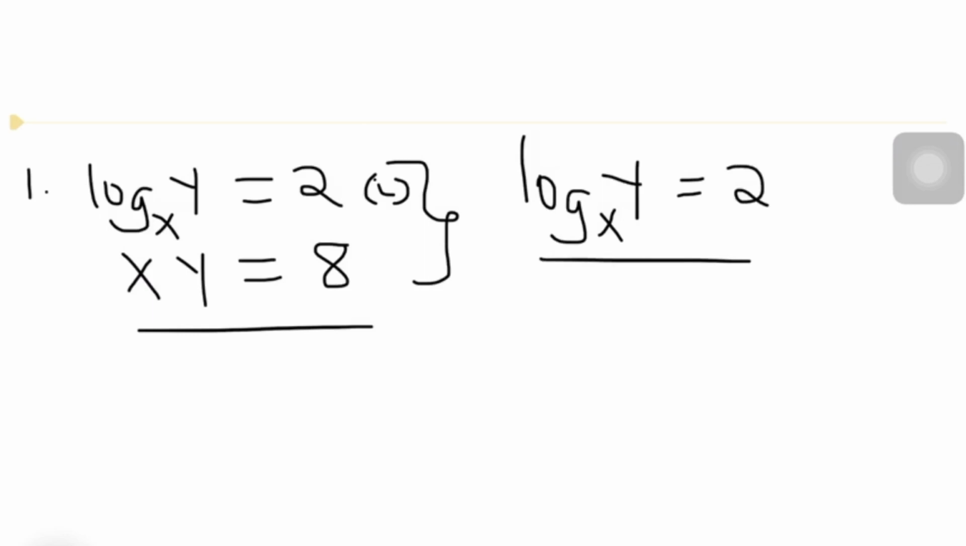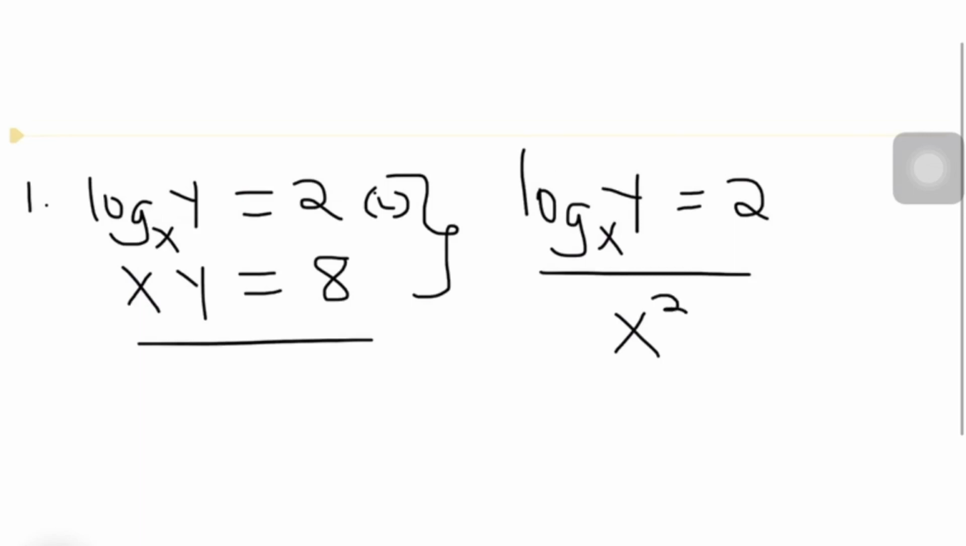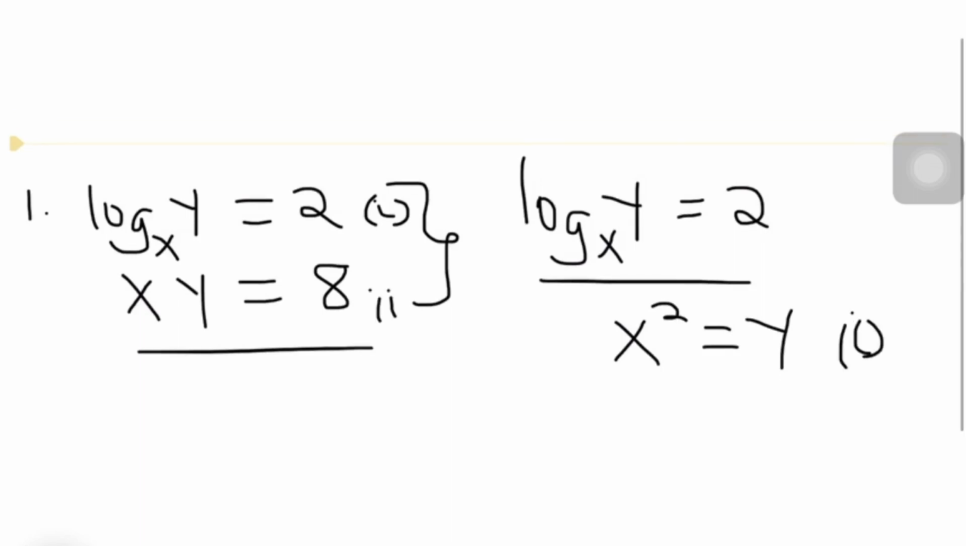this one is in logarithmic notation, and we can transform it into index notation, whereby it's supposed to be x squared is equal to y. So we have our first equation there, and here we have our second equation. It's already there. We changed the logarithmic notation to index notation, which is this one.